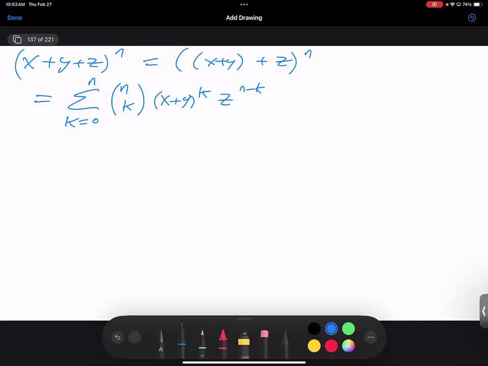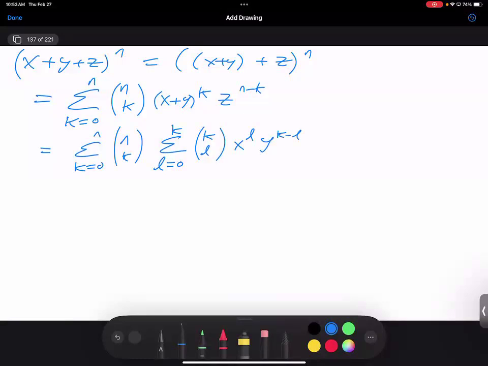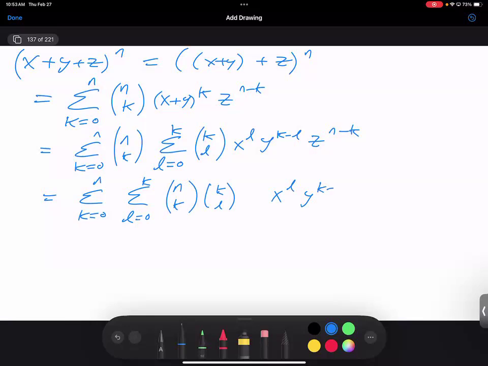Yeah, binomial theorem. So then this would be the sum k goes from 0 to n, n choose k, and I would have a sum maybe l goes from 0 to k of k choose l, x^l, y^(k-l), z^(n-k). So this is the sum k goes from 0 to n, the sum l goes from 0 to k, n choose k, k choose l, x^l, y^(k-l), z^(n-k). This is looking a lot like a multinomial coefficient.